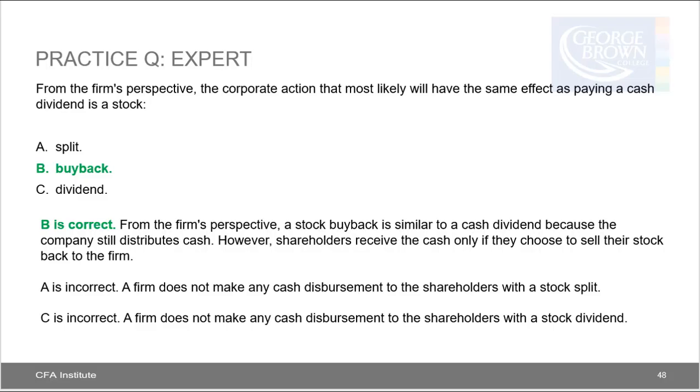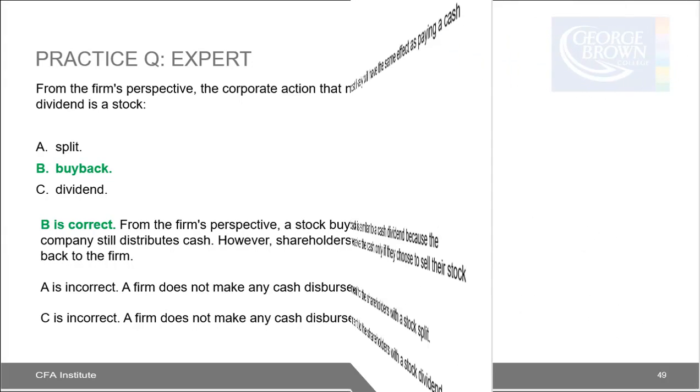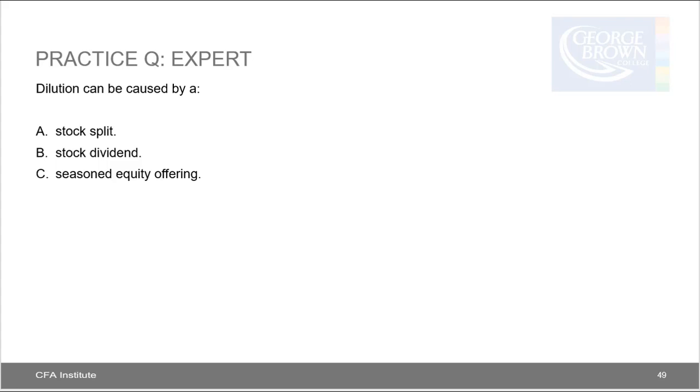And the correct answer is B. From the firm's perspective, the corporate action that most likely will have the same effect as paying a cash dividend is a stock buyback. Stock buyback is similar to a cash dividend because the company still distributes cash. However, shareholders receive the cash only if they choose to sell their stock back to the firm. A is incorrect. A firm does not make any cash disbursement to the shareholders with a stock split. Also, with regards to a stock dividend, a firm does not make any cash disbursements to the shareholders with a stock dividend.